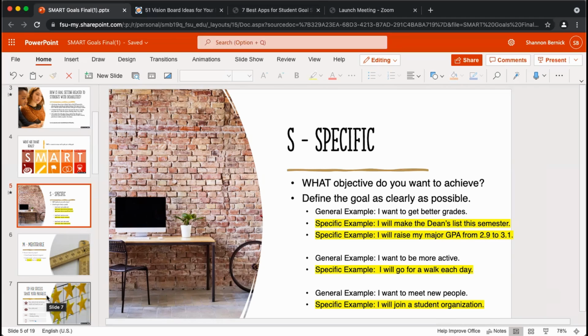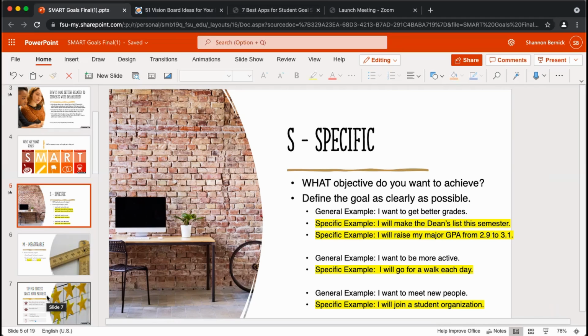So an example of being general in setting a goal would be saying, I want to get better grades. That's a great goal, very admirable. A lot of students share it. However, it's very vague in general. We want to make that more specific. So we might say, I will make the dean's list this semester. Or we could say, I will raise my major GPA from 2.9 to 3.1. These are very specific. And of course, later on, we're going to see that they're also very measurable.